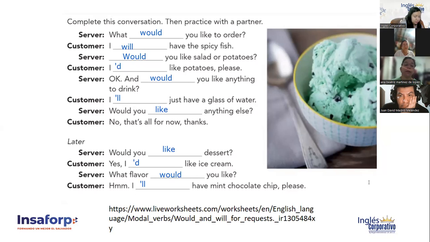What would you like to order? I will have the spicy fish. Would you like salad or potatoes? I like potatoes, please. Okay. And would you like anything to drink? I'll just have a glass of water. Would you like anything else? No, that's all for now. Thanks.